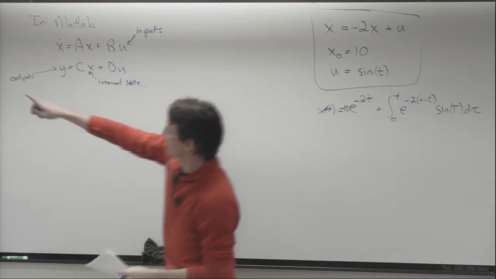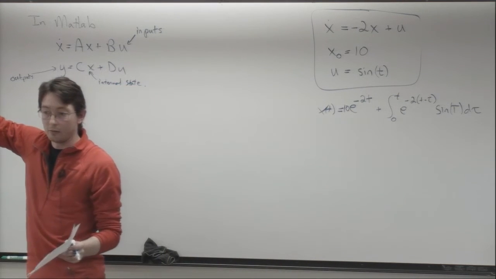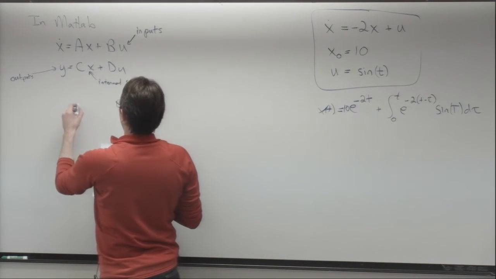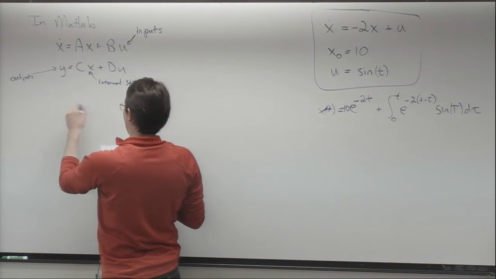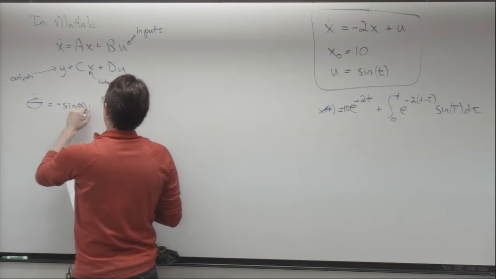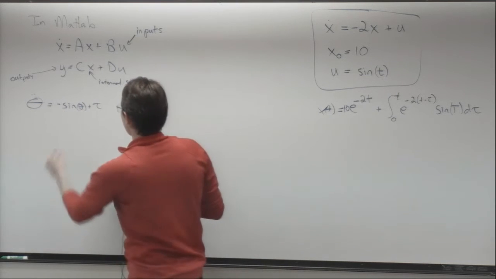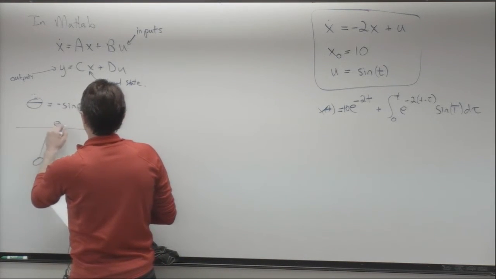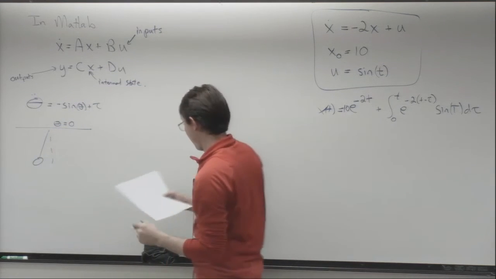So for our system, we actually want to measure everything. When we do this in MATLAB, we're going to want to measure all of the x's. So I'm going to do this example: theta double dot equals minus sine theta plus tau. And we're going to do this on the pendulum down solution, so we're going to linearize about theta equals 0.